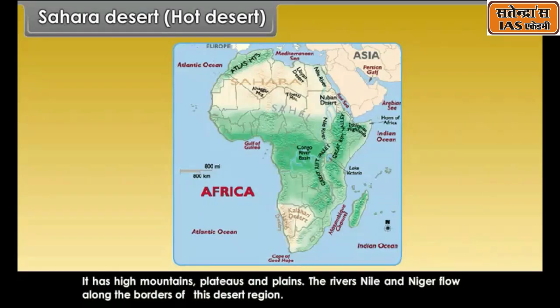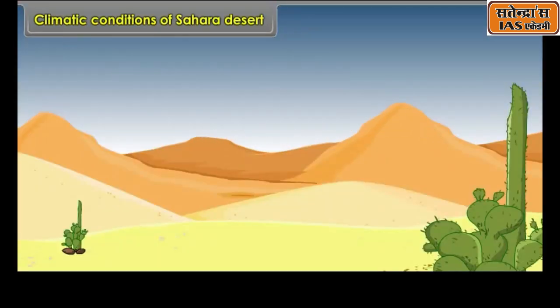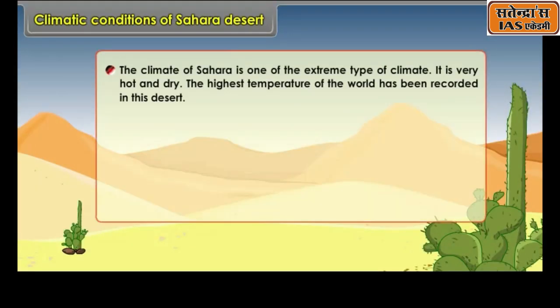It has high mountains, plateaus and plains. The rivers Nile and Niger flow along the borders of this desert region. Climatic conditions of Sahara Desert. The climate of Sahara is of an extreme type. It is very hot and dry. The highest temperature of the world has been recorded in this desert.